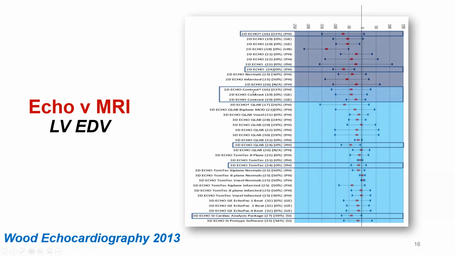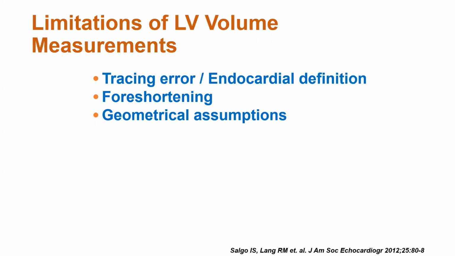two-dimensional echo with contrast, three-dimensional echo by various vendors, and whether you use 1 beat, 2 beats, 4 beats, pretty much all of your volumetric measurements by echocardiography, pretty much no matter what the technique, are going to be lower than your left ventricular volumes by cardiac MRI, with MRI being the gold standard.